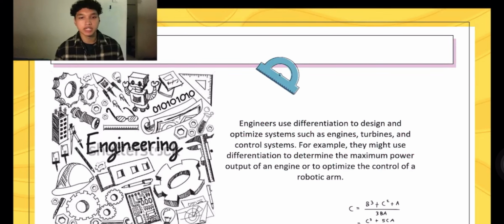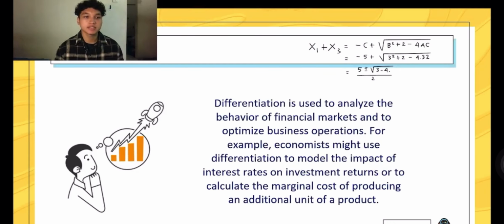Next one is engineering. Engineers use differentiation to design and optimize systems such as engines, turbines, and control systems. For example, they might use differentiation to determine the maximum power output of an engine or to optimize the control of a robotic arm. Next is economics. Differentiation is used to analyze the behavior of financial markets and to optimize business operations. For example, economists might use differentiation to model the impact of interest rates on investment returns or to calculate the marginal cost of producing an additional unit of product.